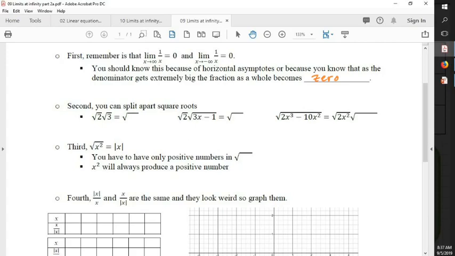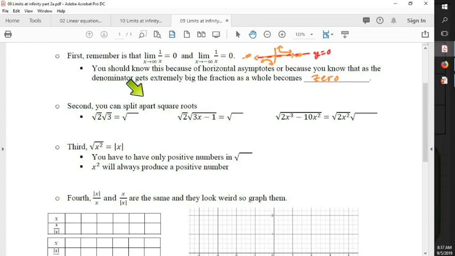Also, I don't put it on here, but if you look at this function, as you approach infinity, you're approaching this horizontal asymptote right here, which is at y equals 0. As you approach negative infinity, same thing. This is approaching 0. Okay, so that part's done.